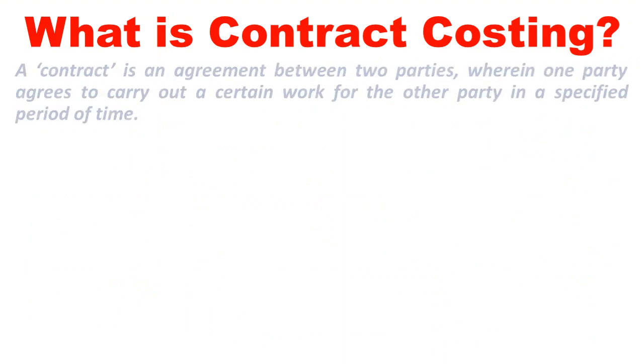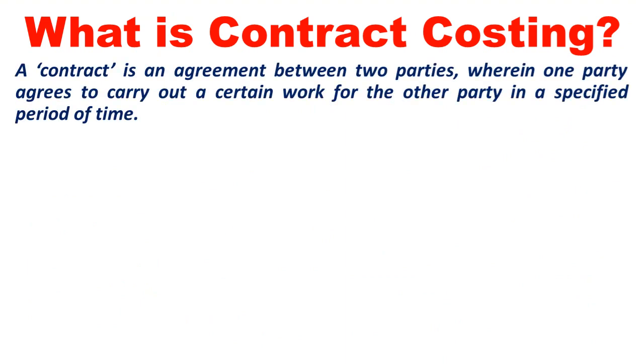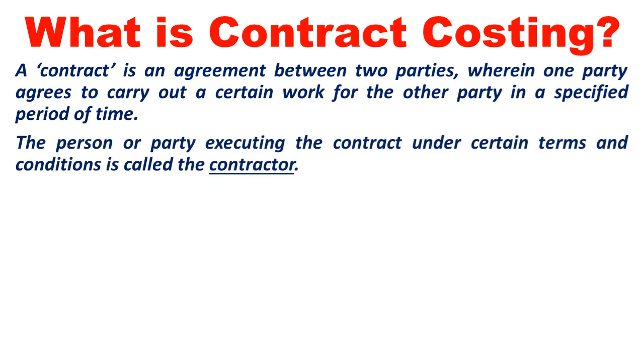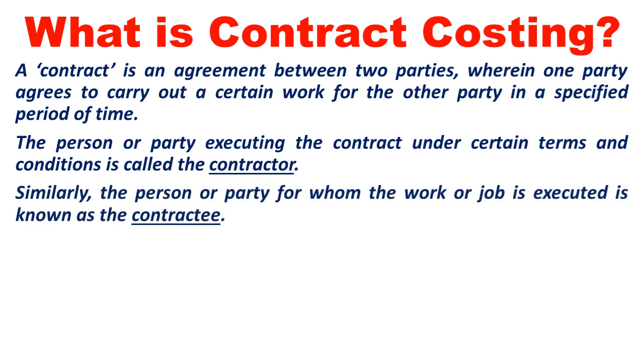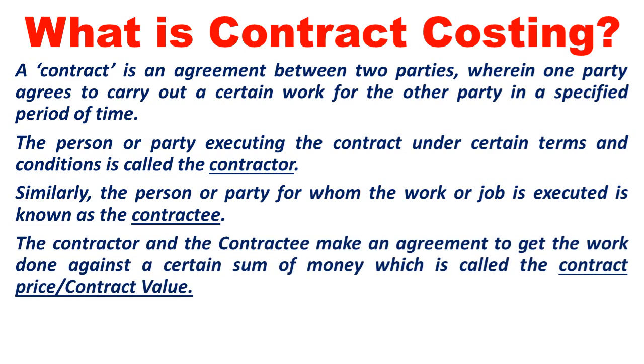What is contract costing? Contract is an agreement between two parties wherein one party agrees to carry out certain work for the other party in a specified period of time. The person or the party who executes the contract under certain terms and conditions is called the contractor. Similarly, the person or party for whom the work or job is executed is known as the contractee. The contractor and the contractee make an agreement to get the work done against a certain sum of money, which is called the contract price or contract value.